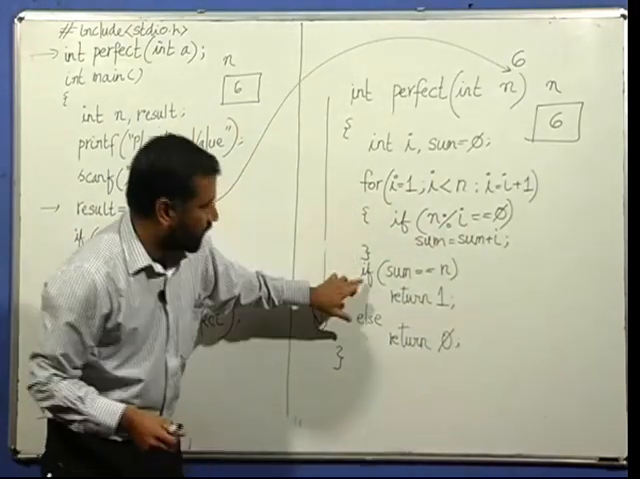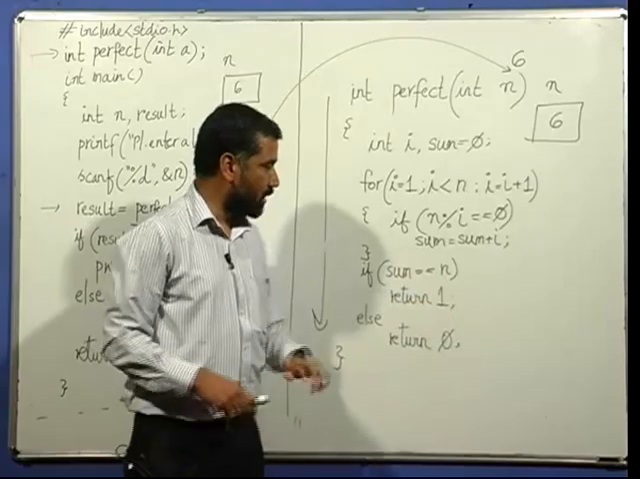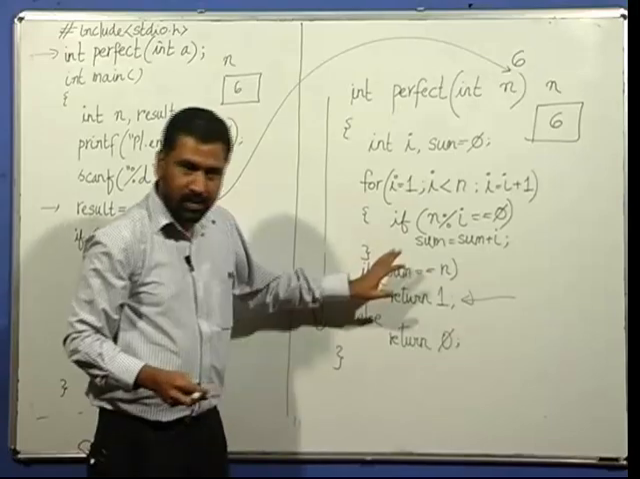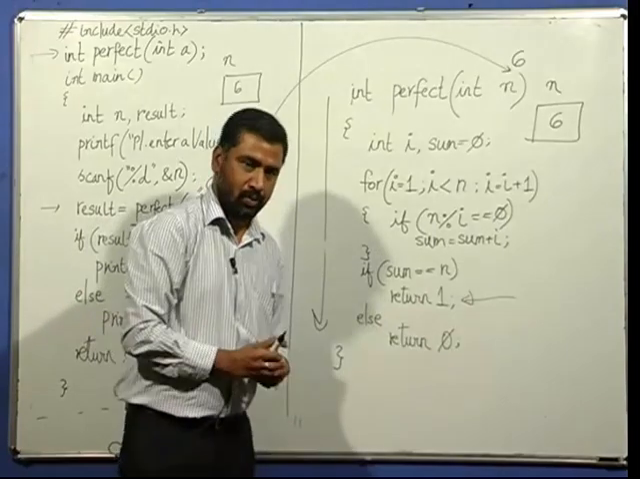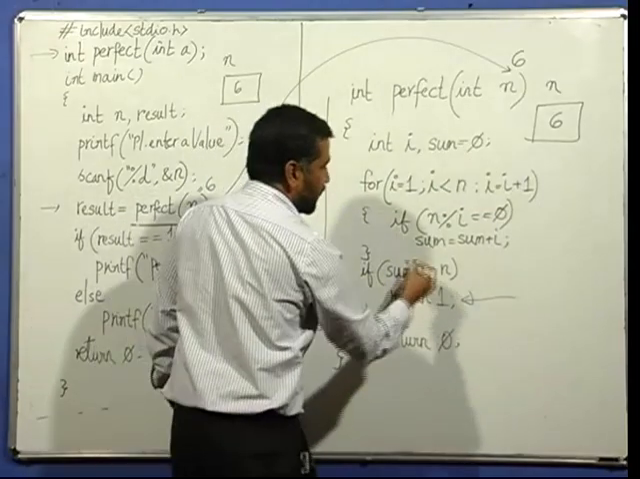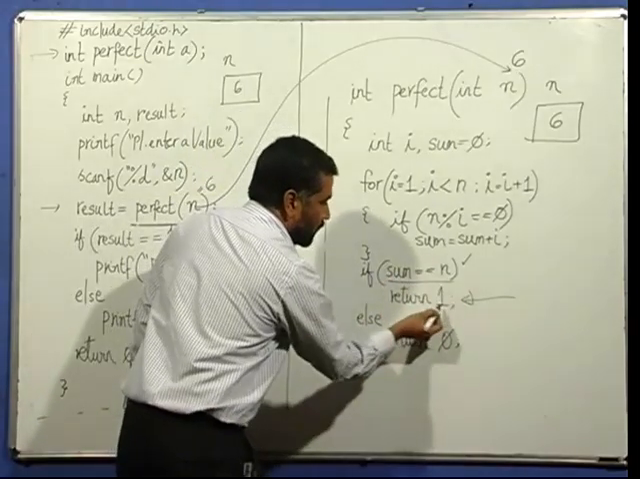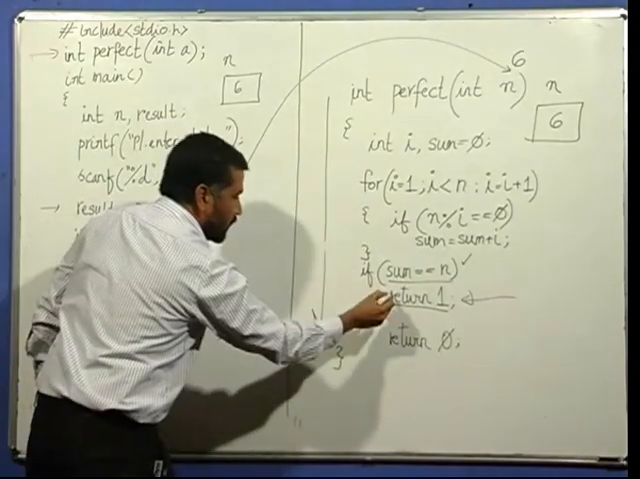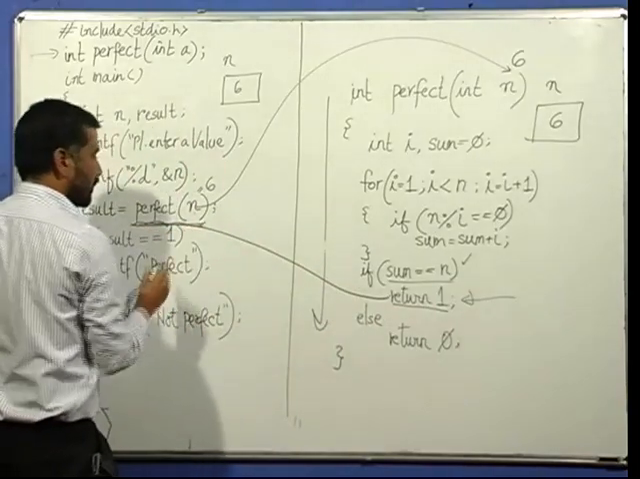After the loop, you can see we are testing: if the sum that we have found happens to be equal to n, we return the value 1. If the sum happens to be not equal to n, we return a value of 0. In this particular case, when this code works with 6, the sum will also be equal to 6, so this test is true. When the test is true, the return is encountered and 1 is returned. This return statement causes the control to come back to this function call.